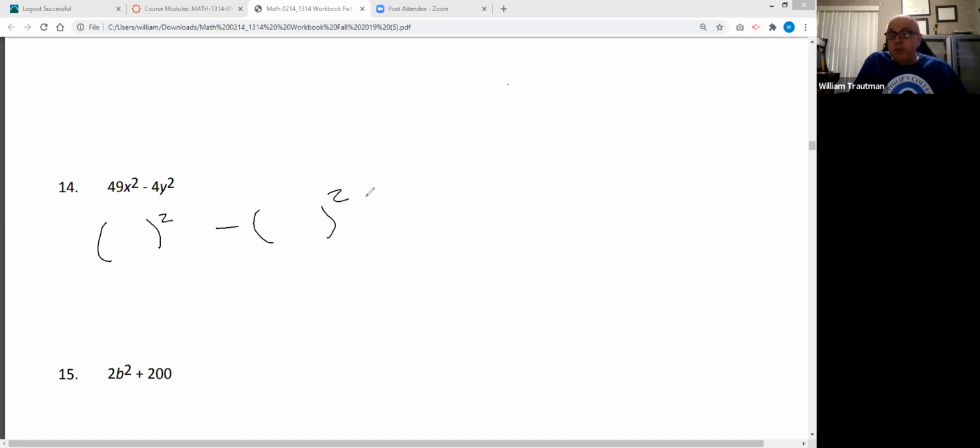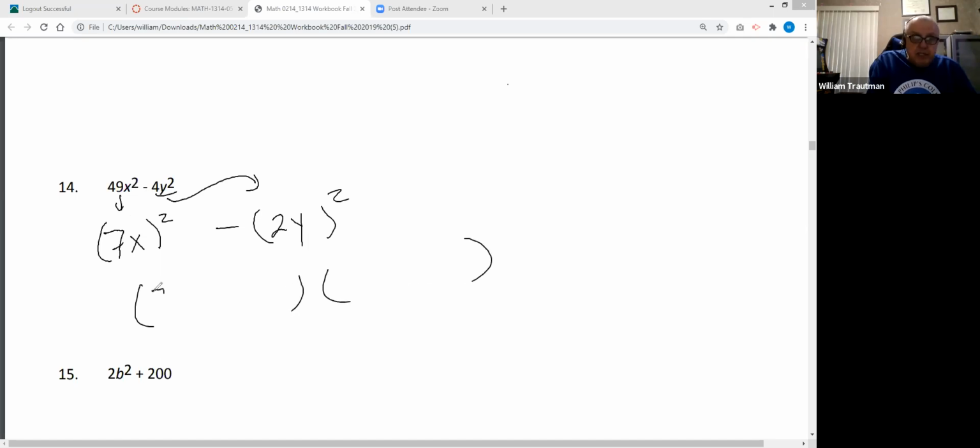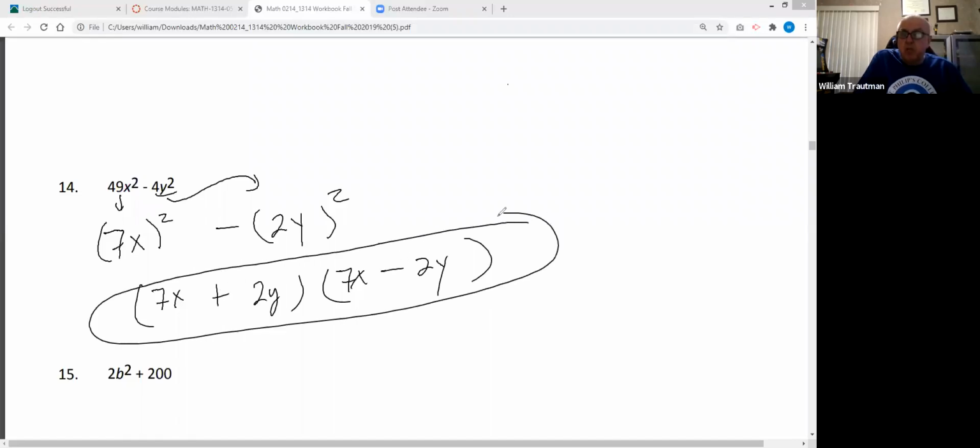All right, so 49, if you're not sure about 49, put the square root of 49 in your calculator. 49 is 7 times 7. So it's 7 squared, and there's an x. So 7x times 7x is 49x squared. Then we have 4y. Square root of 4 is 2, and then we have a y. So you should have 7x and 2y in the parentheses. Right, 2 big parentheses. 7x, 7x in the first spots, 2y, 2y in the second spots, one plus, one minus, and we're done.